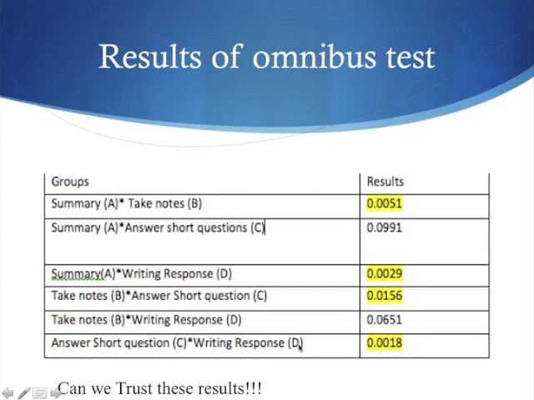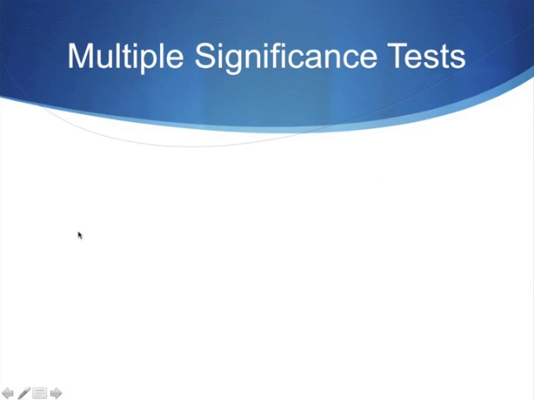The question here: can we trust this result? Might we have type 1 error because of doing all those multiple tests on the same data?